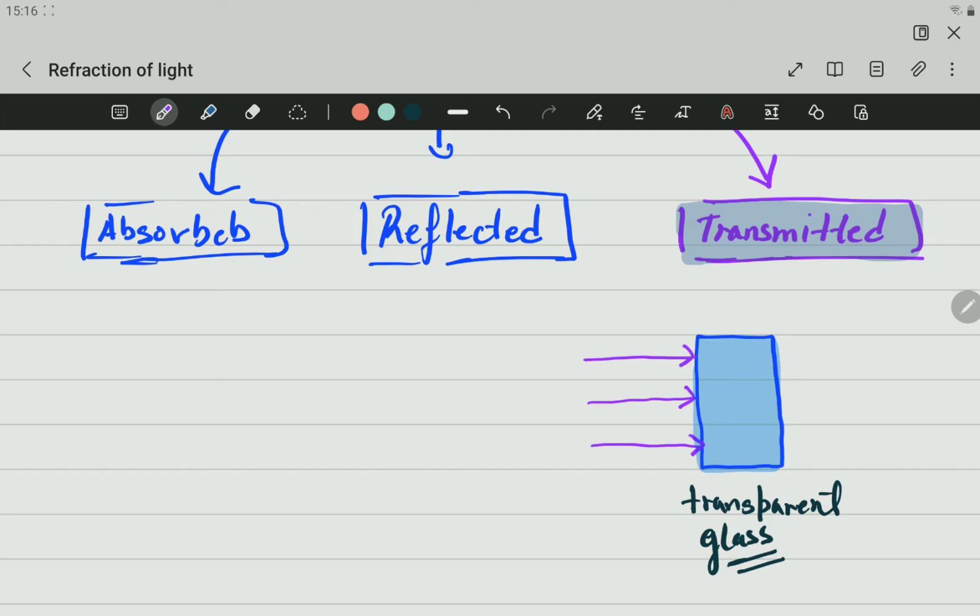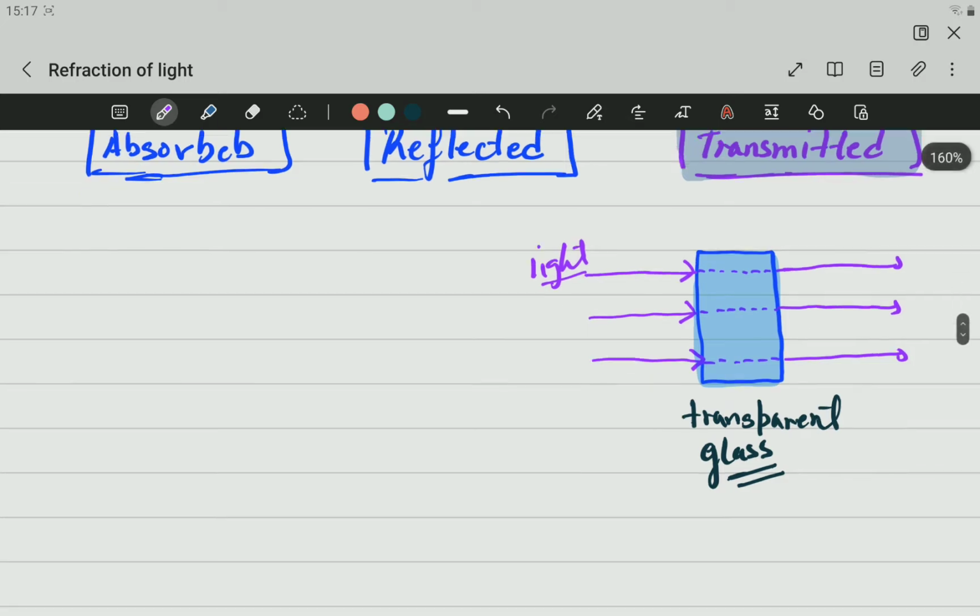For example, if we have a transparent piece of glass and a ray of light is coming through, it will pass through the glass to the other side and then continue. This is what we call transmitted light. Light is passing through the object. Now, sometimes light bends as it passes through the transparent object, and that is what we call refraction.